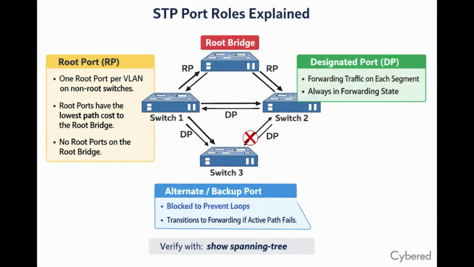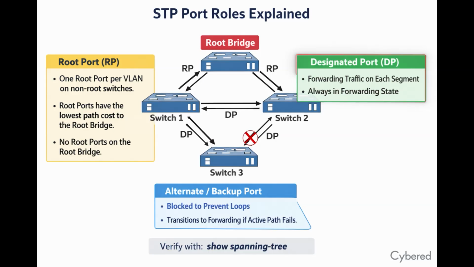Spanning tree assigns specific port roles and states to control how traffic flows through a switched network and prevent layer 2 loops. The STP port roles: root port, the port on a non-root switch with the lowest cost path to the root bridge. Each non-root switch has one root port, and root ports never exist on the root bridge itself.